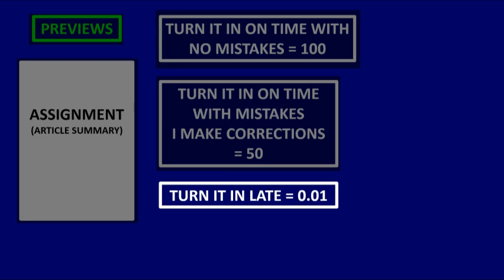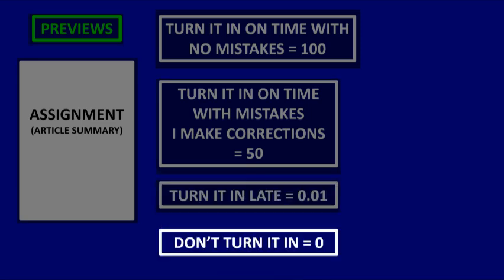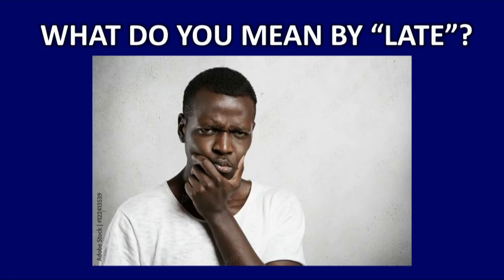Turning it in late is a 0.01. However, it's good to turn it in late because I'll still make those corrections. I'm happy to do that so that when you turn in your final Beast, you will have all those corrections made and you'll get a higher score. And also that 0.01, as I'm looking through the grade book, I can see the students that are trying. They're still turning in stuff, even though it's late. And that just gives me a higher opinion of you if there's anything that should come up later on in the semester. And then not turning it in is a 0.